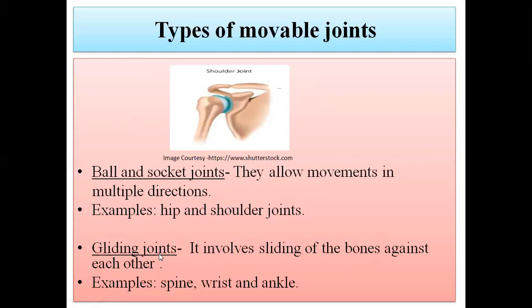Next one is the gliding joints. It involves sliding of the bones against each other. Examples are spine, wrist, and ankle. So these are the four main types of movable joints.